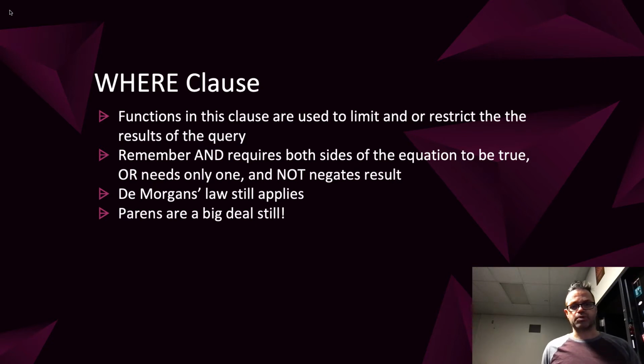When we're working with the idea of a logical comparison, the AND requires both sides of an equation to be true, the OR only needs one, and NOT negates results. And so when we're working with functions inside the WHERE clause, De Morgan's law still applies, and the parens are still kind of a big deal. I know it's weird. So when putting functions in the WHERE clause, keep those pieces in mind, because the logic you're doing will still affect the other parts of that clause.